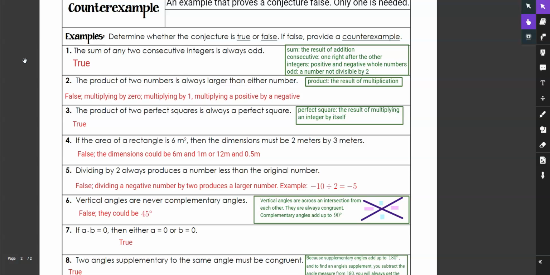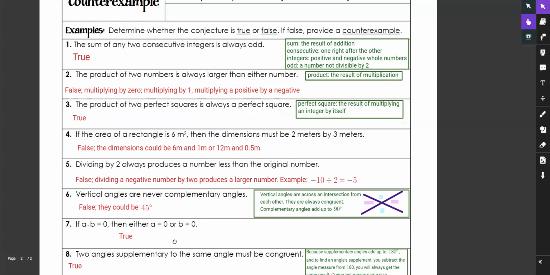Number 6, vertical angles are never complementary angles. We are defining vertical angles as angles that are across from each other in an intersection. So if you look at the picture here, I have the two blue ones and the two pinkish ones. They are always congruent. Complementary angles add up to 90 degrees. So this statement is false if the vertical angles measure 45 degrees. Number 7, if A times B is 0, then either A is 0 or B is 0. This is a true statement.